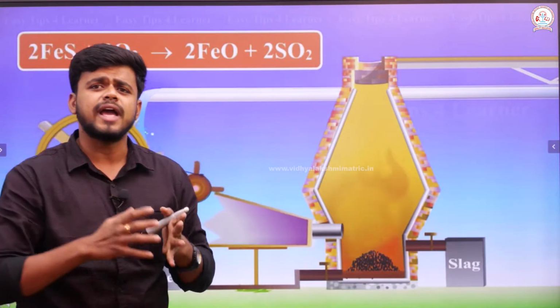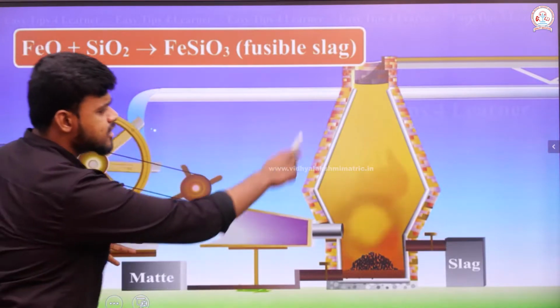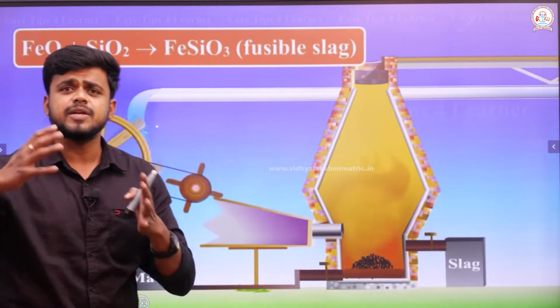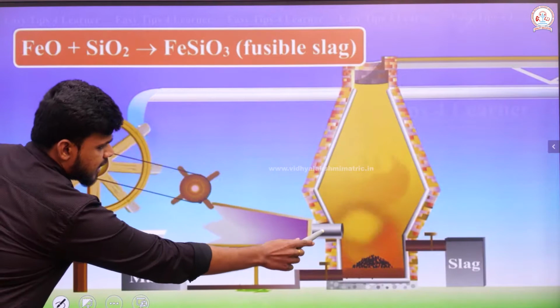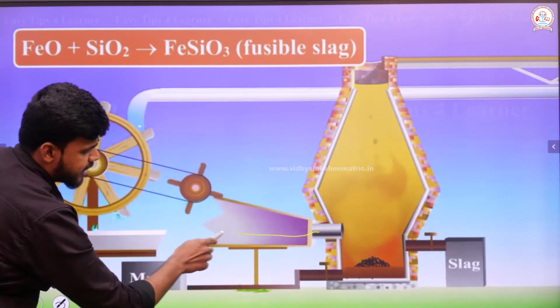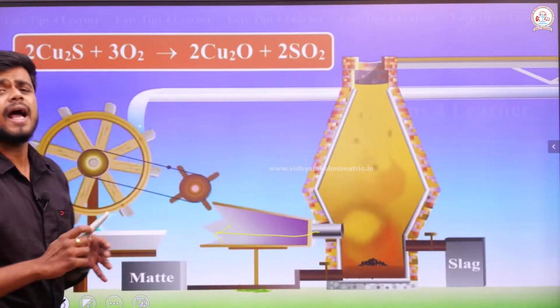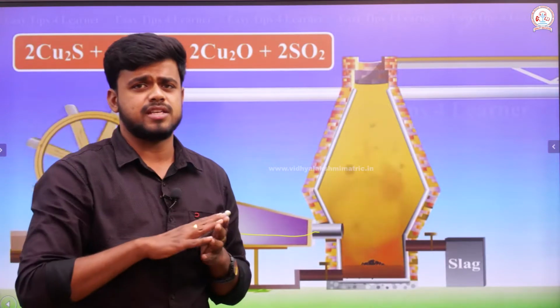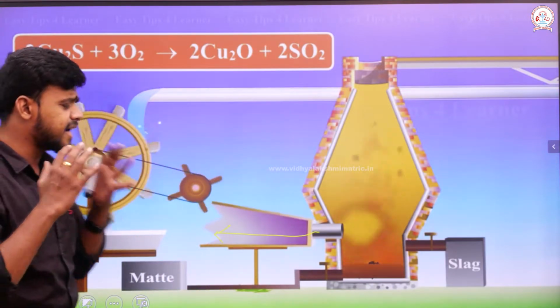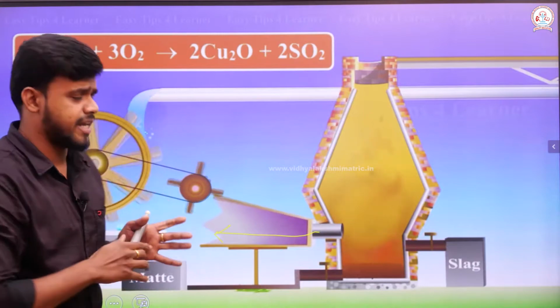Sir, what is actually happening there, sir? See, in this process, there are certain connections where hot air is passed into the furnace. Hot air of about 800 degrees Celsius is passed into the furnace.